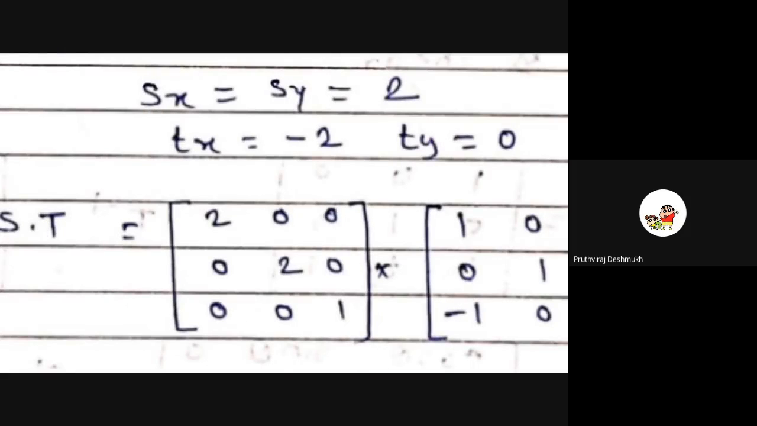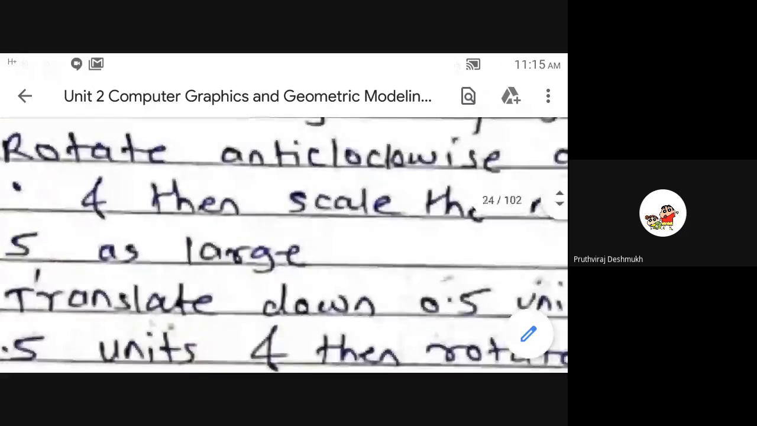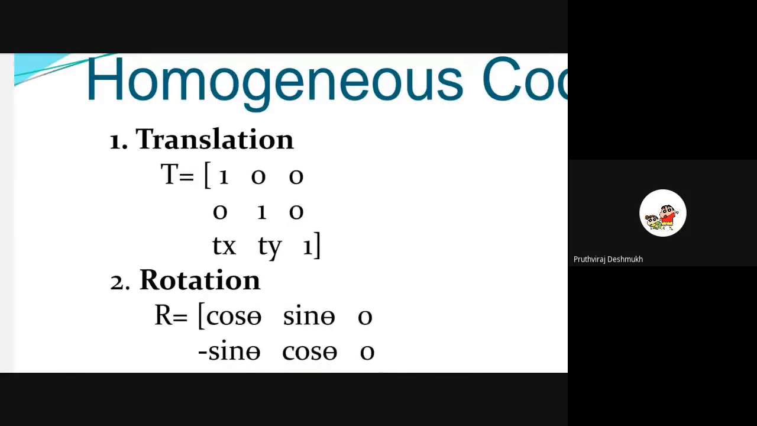Now what is the second matrix? Translate by 1 unit to the left. Now tx value is -1 and ty is 0, because the y direction is not specified by the examiner. So what is the formula for translation? 1 0 0, 0 1 0, tx ty 1. Okay, this is the formula.